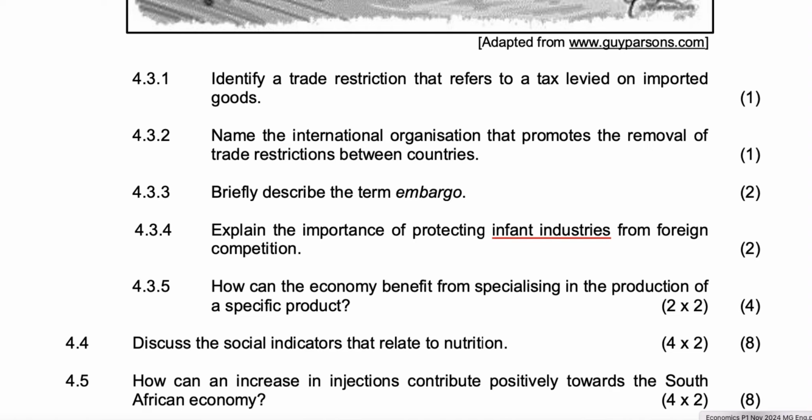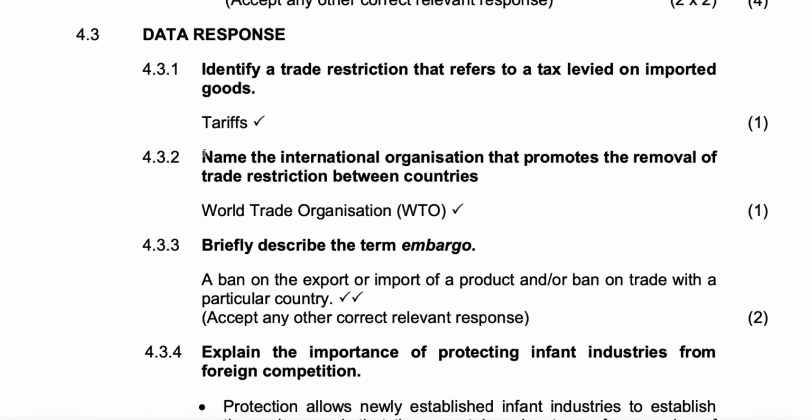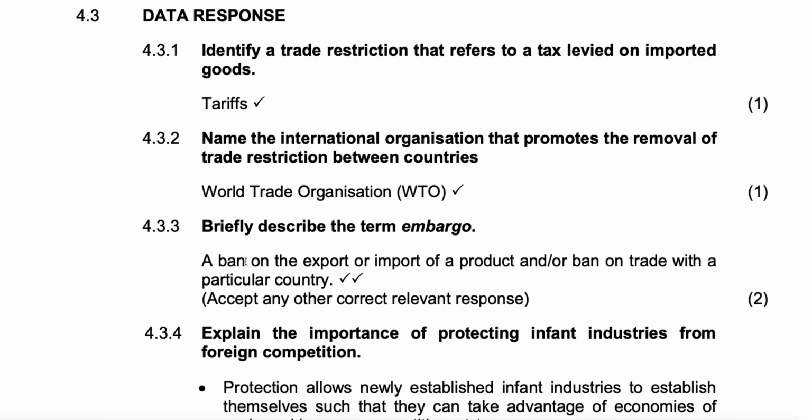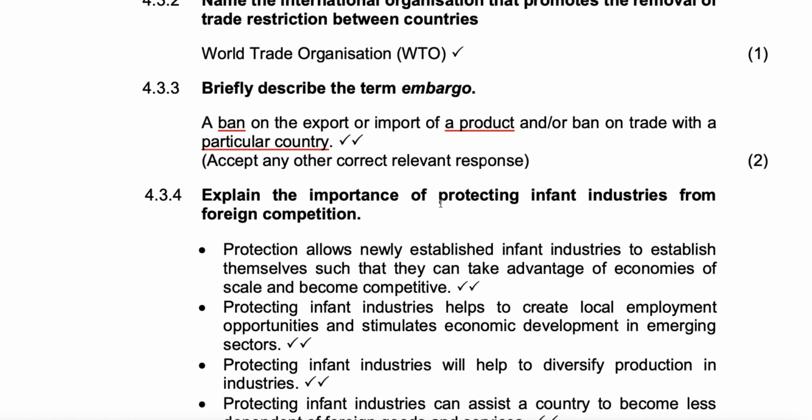Right, let's look at the answers for 4.3 before we go to 8-mark questions. So we have tariffs, like we said. We have the World Trade Organization, like we said. We said an embargo is a ban on the export or import of a product, or on trade with a particular country. So basically here, it won't be a specific product. Here, it would now be a ban on importing and exporting with a certain country.